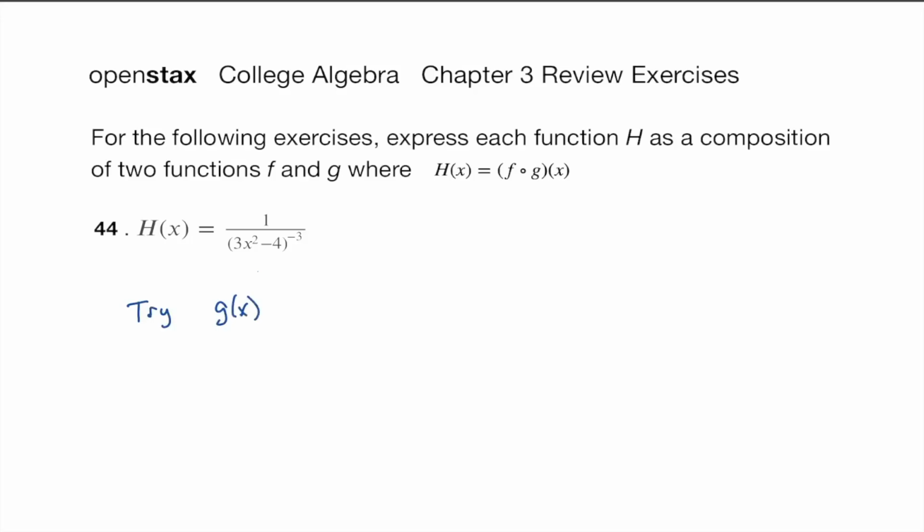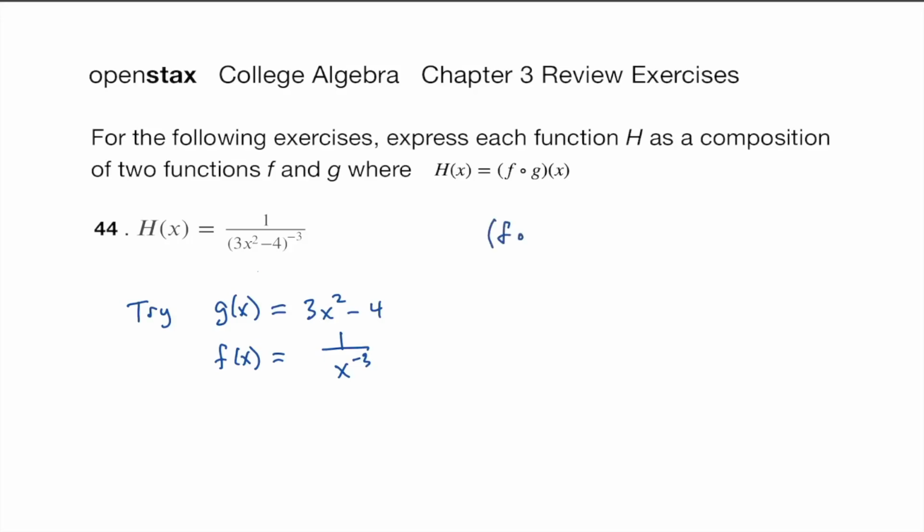g of x is equal to 3x squared minus 4, and f of x is equal to 1 over x to the minus 3. Note that could be simply x cubed. All right, there's going to be many answers for this problem, so let's see if this one works.